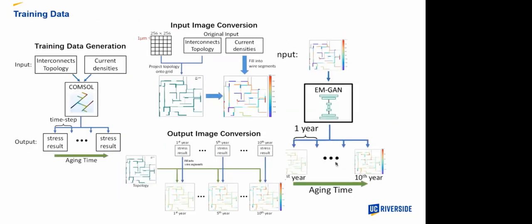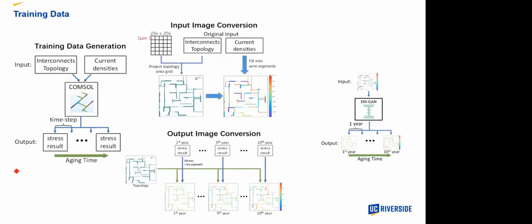Just like the other machine learning models, sufficient training data is always a must. To get the training set, we first randomly generated some interconnect topologies, and the current densities in each wire segment are also randomly produced. Both of these inputs are given to COMSOL, which is a commercial FEM solver, to produce the ground truth stress results. In this work, we set the time step here to 1 year, and the maximum aging year is set to 10 years. So for each input, the output are 10 stress results representing the stress evolution from the 1st to the 10th aging year.